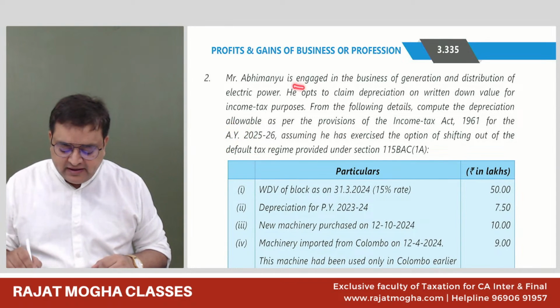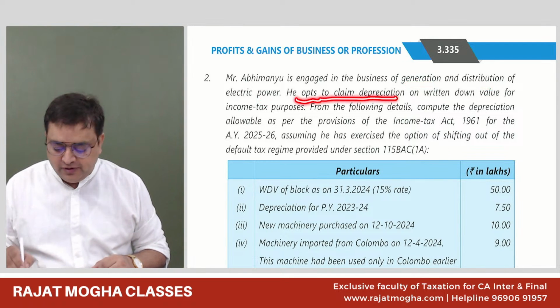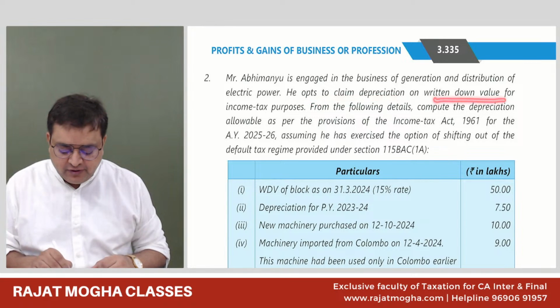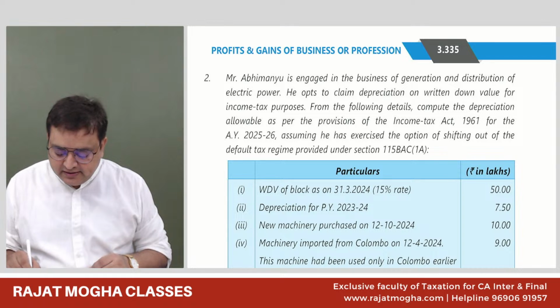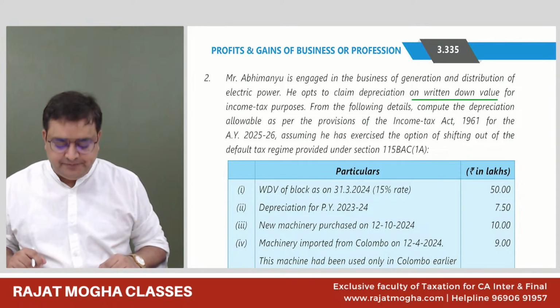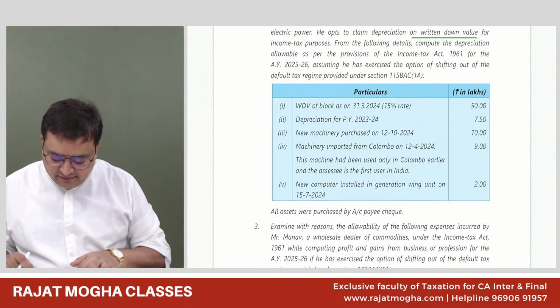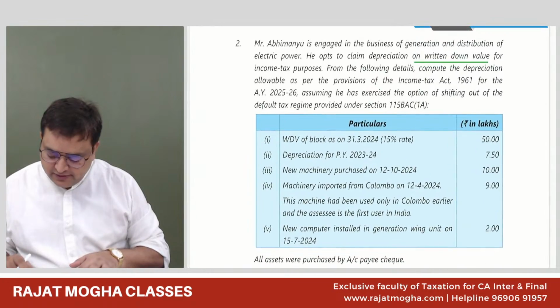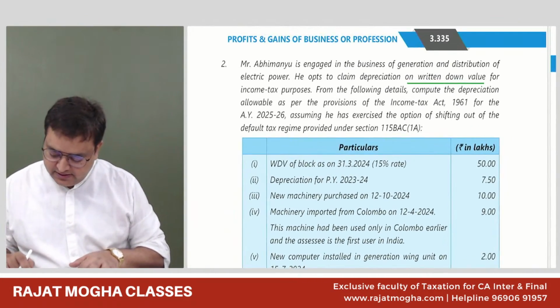So Abhimanyu is engaged in the business of generation and distribution of power, and he opts to claim depreciation on written down value for income tax purposes. So they have clearly mentioned that he is claiming depreciation at WDV method. He is not opting SLM. So before I read further, let me see what we are supposed to calculate. Here the question gets completed, I think.